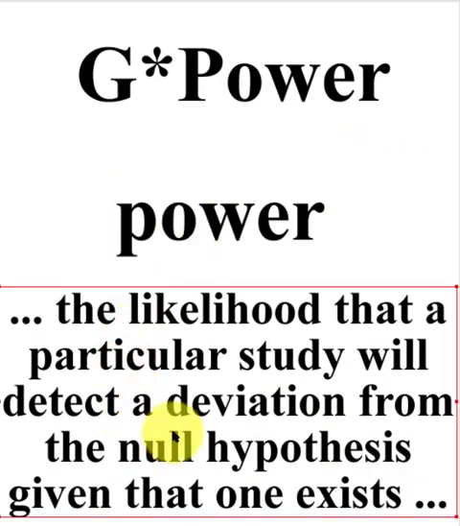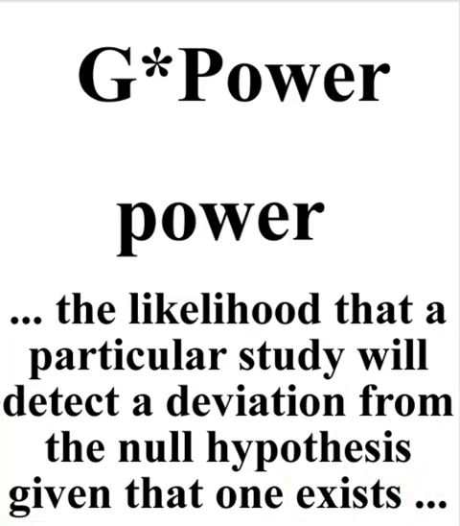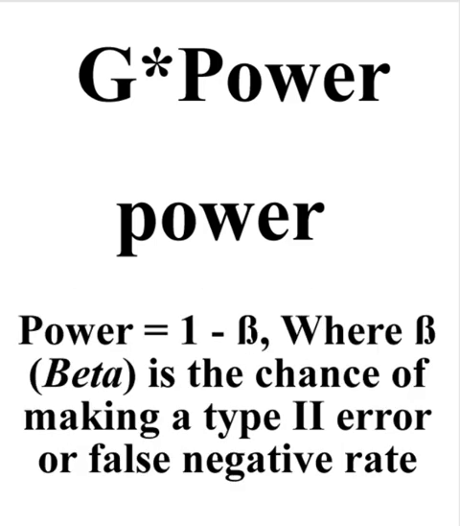It's also known as the likelihood that any kind of statistical analysis will detect a deviation from the null hypothesis, given that one does exist. Okay? And these definitions go on and on and on, and they can be very, very confusing, but they're all pointing in the same direction. How good is the test that you are using?